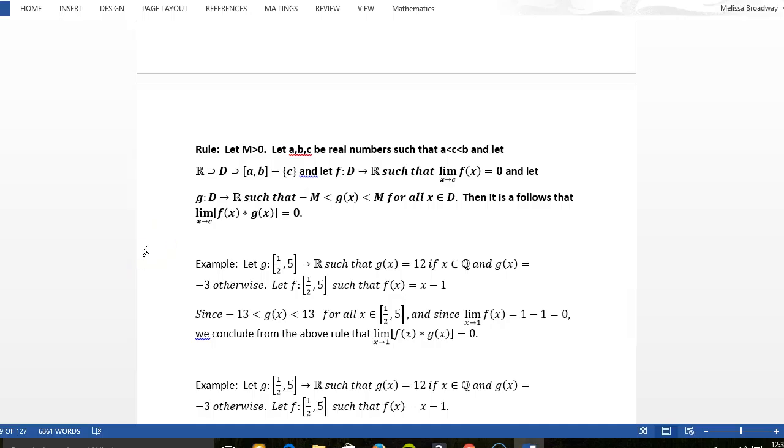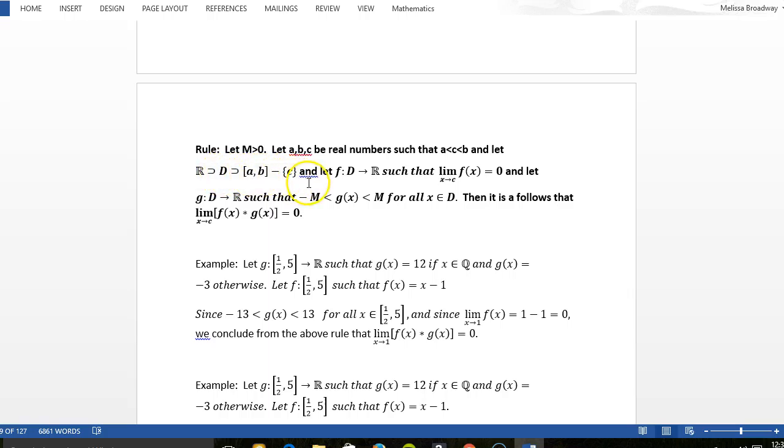Okay, hello. In this video, I'm going to introduce you to a rule that's going to be handy from time to time. Let m be a positive number. Let a, b, and c be real numbers such that a is less than c, which is less than b. And let d be a subset of the reals such that d is a superset of this interval right here. And again, c may or may not be an element of d.